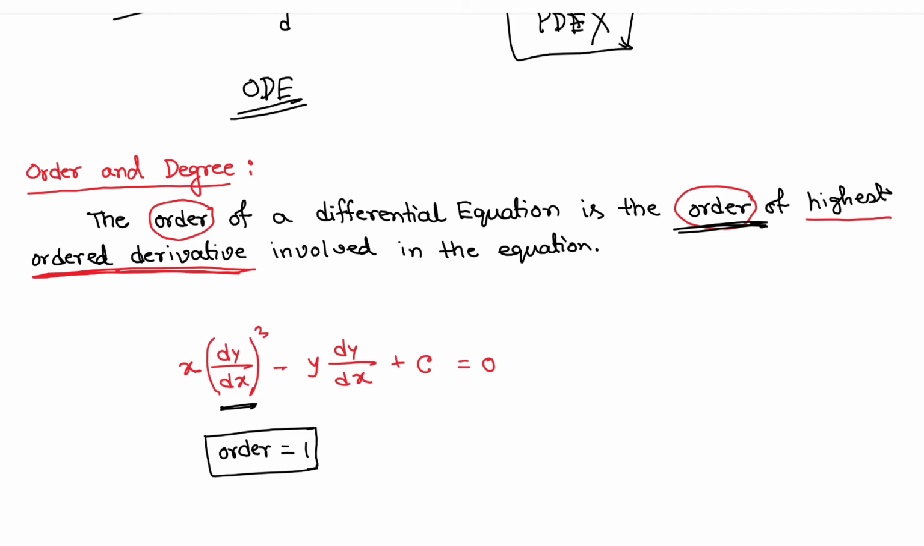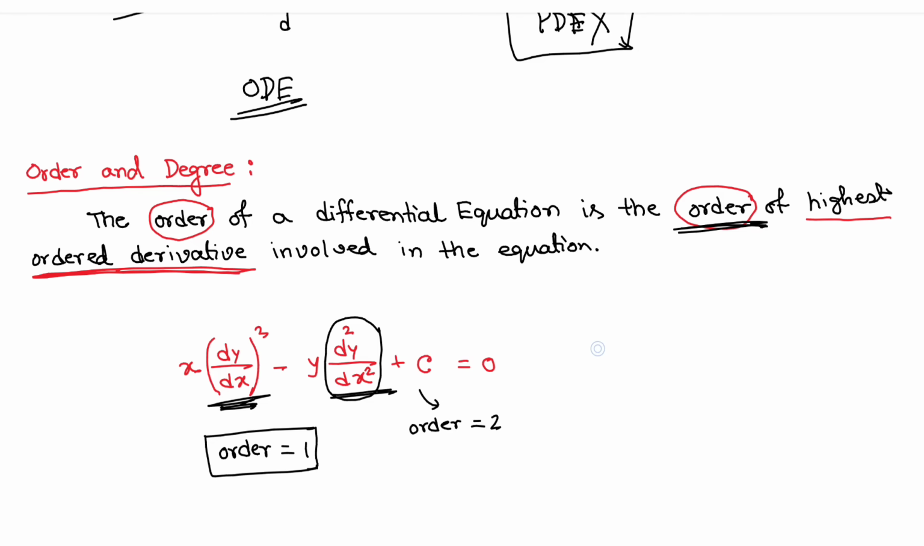Now suppose I am changing the equation. Suppose this is x (dy/dx) whole squared minus y d2y/dx2 plus c. I have changed the second term to d2y/dx2. Now tell me, what is the highest order derivative? This is first order and this is second order, 2 times derivative. So obviously this is our highest order. And what is the order? Order is 2, 2 times derivative. So in this equation the order will be 2.